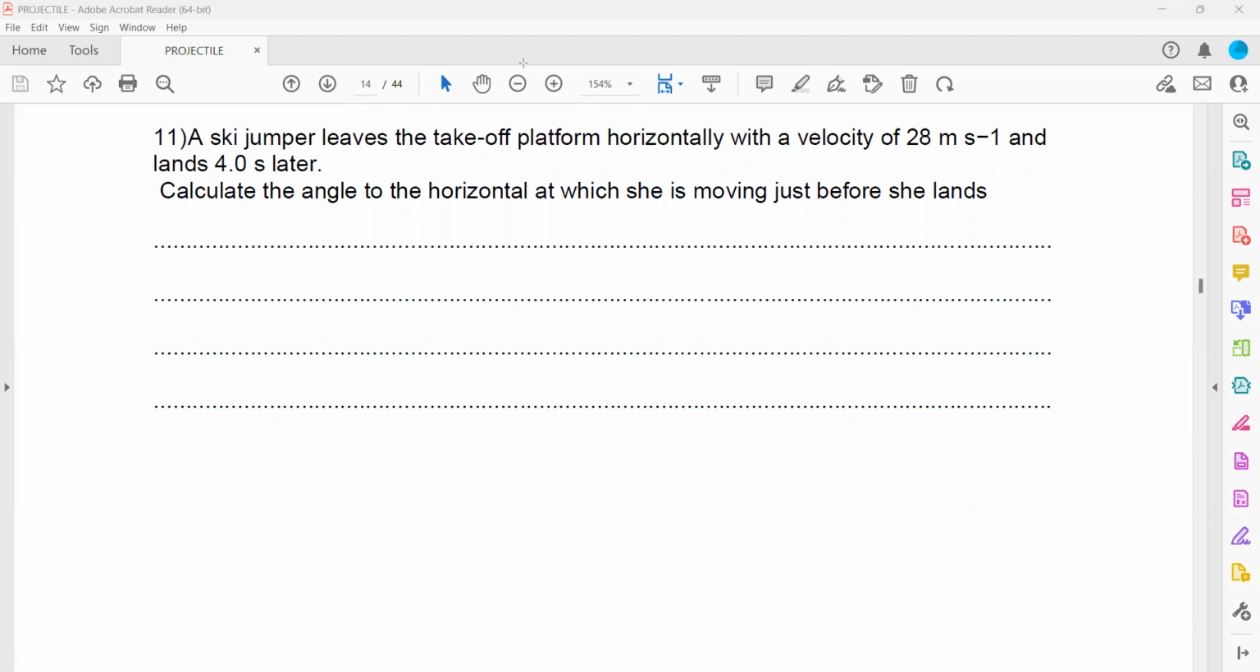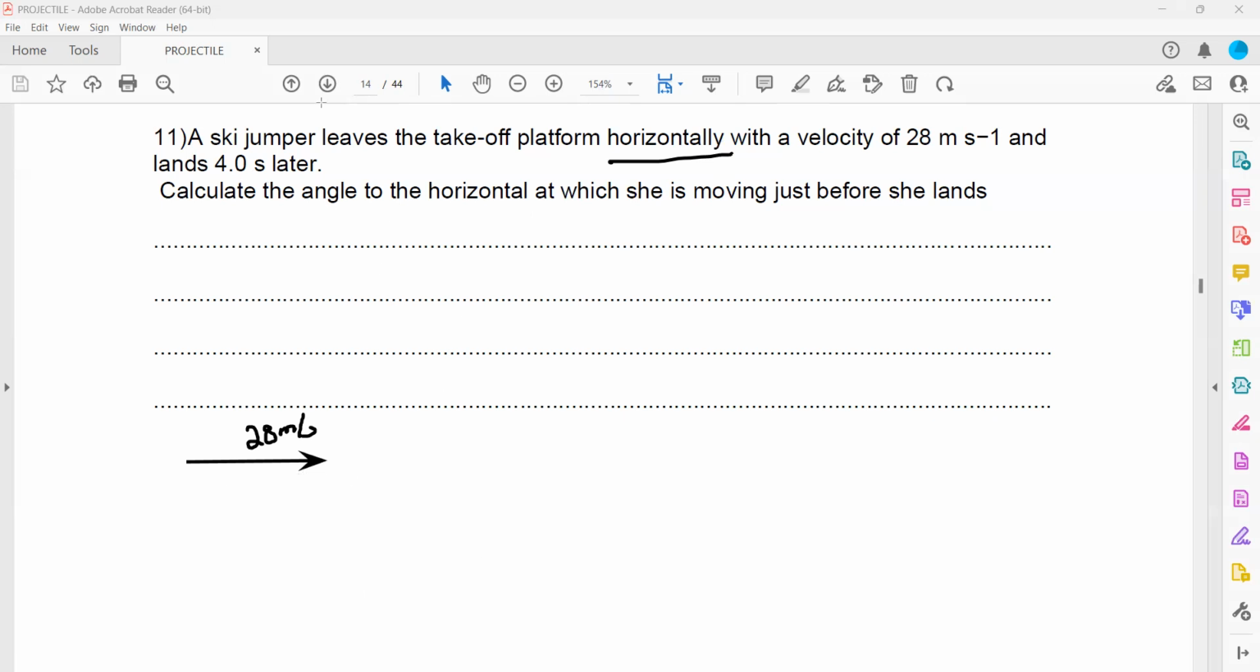So a ski jumper leaves the takeoff platform horizontally, so it means she leaves like this, with a velocity of 28 meter per second, as I mentioned, horizontally, and she lands 4 seconds later.